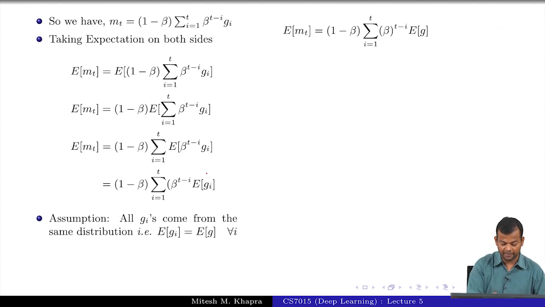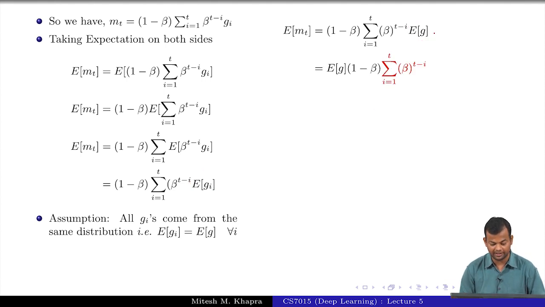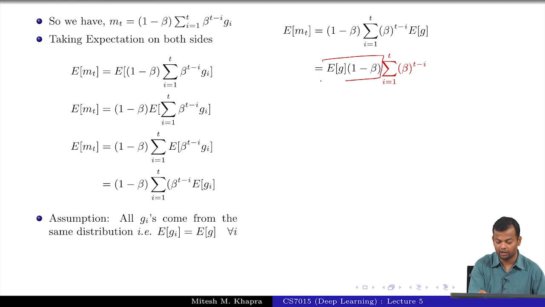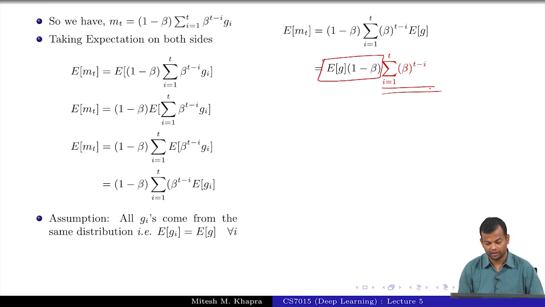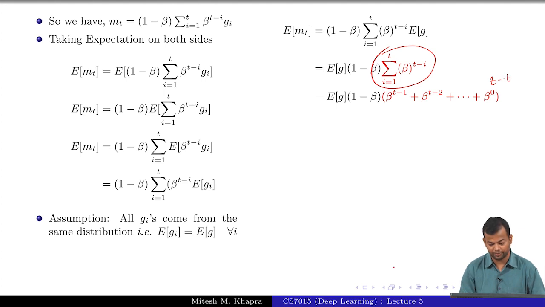So then this expectation of GI just becomes expectation of G, so I have gotten rid of the index I. That means I can move it outside the summation, right? So this is what I will get now. These two have come out of the summation and inside I have this quantity. Now let me just expand this quantity. This is nothing but beta raised to T minus 1 plus beta raised to T minus 2 plus so on. At last you will reach T minus T, which is just going to be beta raised to 0.